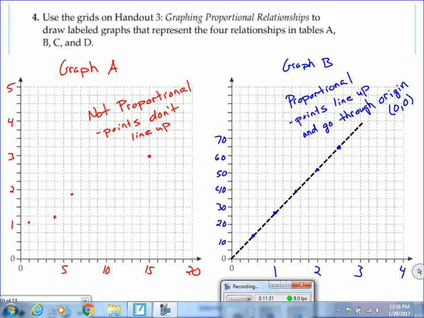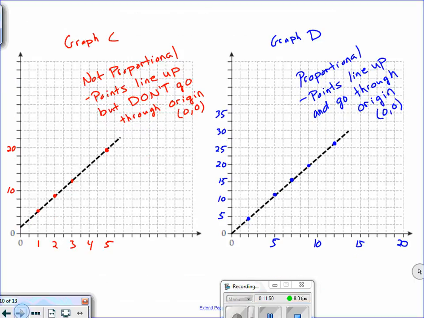Now table B, we said that we determined that that was proportional. If I look at the graph, what happens is the points all line up, as you can see with the dashed line, and they go through the origin, which is 0, 0. Both of those things have to happen on the graph for it to be considered proportional. If you look at graph C, the points all line up, but it doesn't go through the origin. Okay, so that dashed line I put on there, it doesn't go through the origin, so it's not proportional. Again, both things have to happen. They have to line up and go through 0, 0. So in graph C, they line up, but they don't go through 0, 0, so it's not proportional.